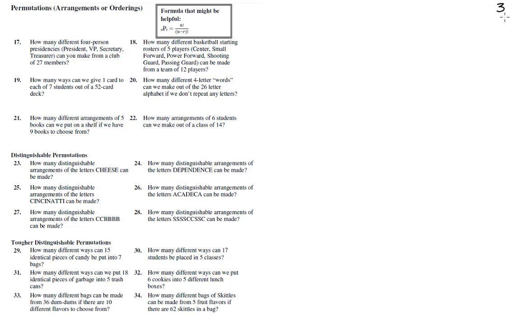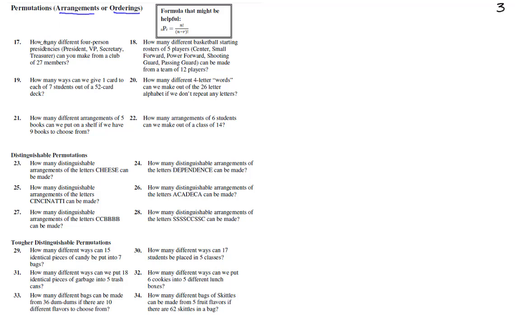Here we are on page 3, and we're going to do from 17 down through 34. These are permutations, also known as arrangements or orderings. Just like what we've been doing in the past, how many different orders can we do this, or how many different orders can we do that? So this is ordering things like books on a shelf.